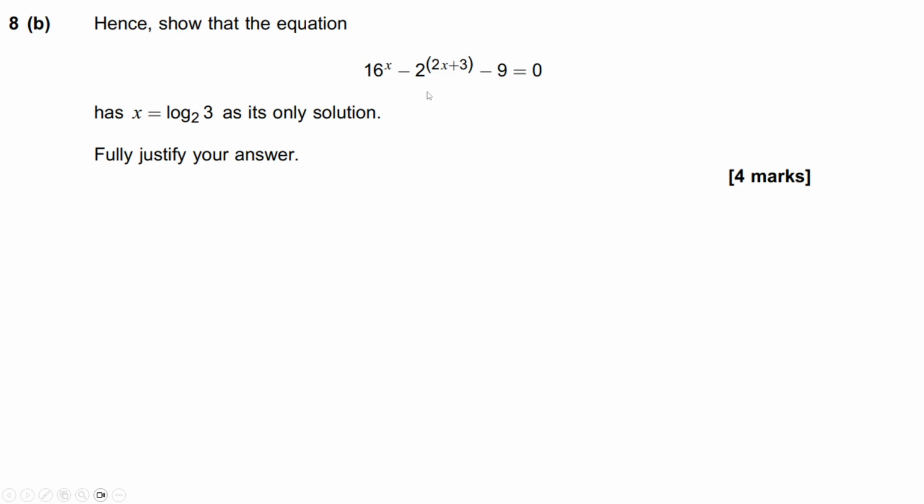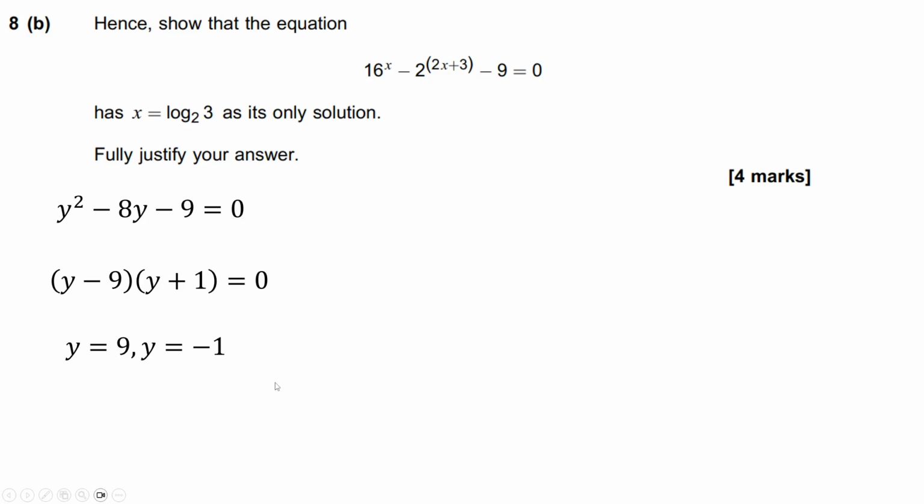And show that the equation has x equals log base 2 of 3 as its only solution. We solved this. Just remember our substitution, that was 2 to the power of 2x. Factorize this, you'll get that, y equals 9, y equals minus 1. So 2 to the power of 2x equals that, or 2 to the power of 2x equals that.